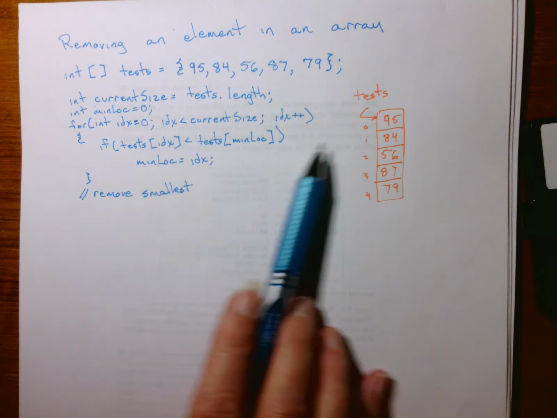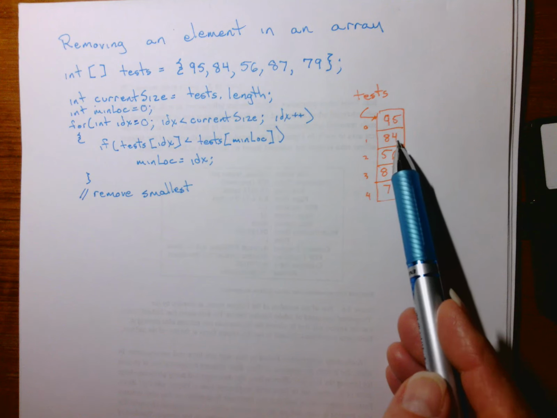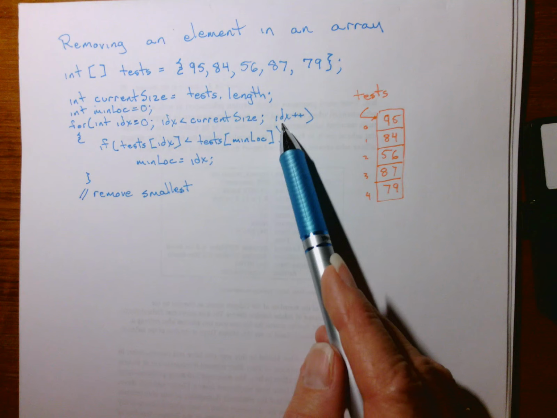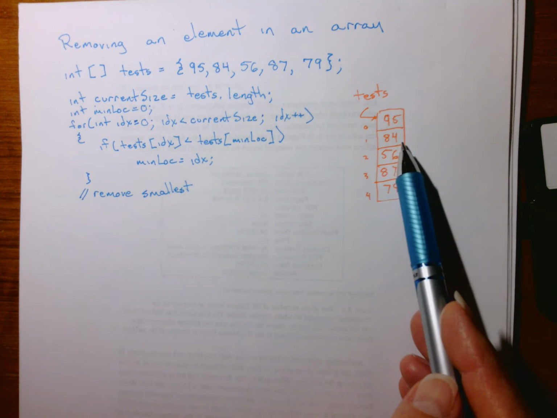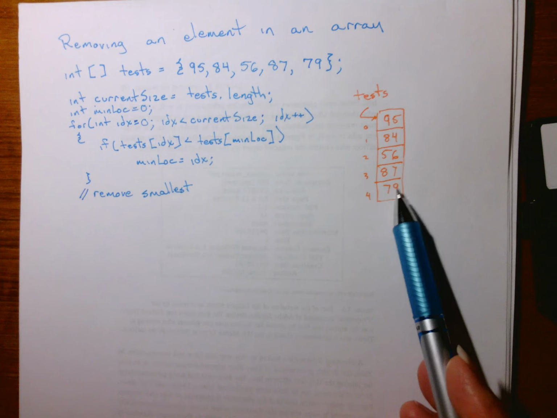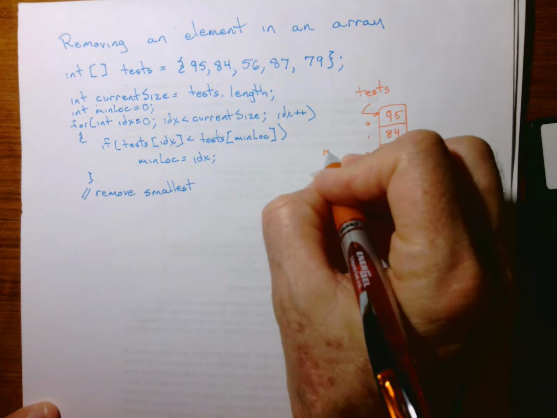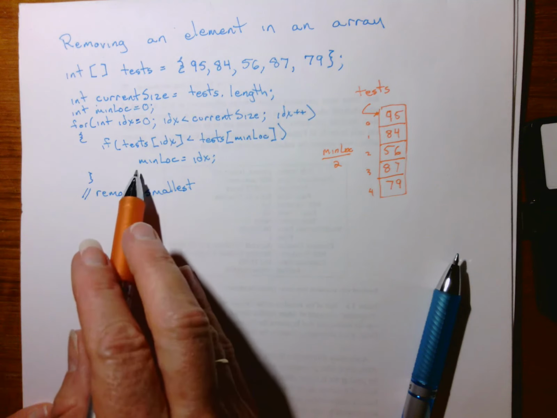So as I loop through here, this is what's going to happen. The second time through the loop, idx is going to be 1. So it's going to say if tests sub idx, so that's 84, is less than tests sub min loc, which is 95. That's true. So min loc will get updated to 1. Next time through the loop, idx is going to be equal to 2. So it's going to say if tests sub idx, that's 56 right here, is less than tests sub min loc, which is tests sub 1, which is the 84, and that's true, so min loc gets set to 2. I loop through and look at the next one. 87 is not less than 56, and 79 is not less than 56. So when I'm done with this entire loop, let me just write this down so we can remember, min loc will be equal to 2 when I'm done processing this entire loop.